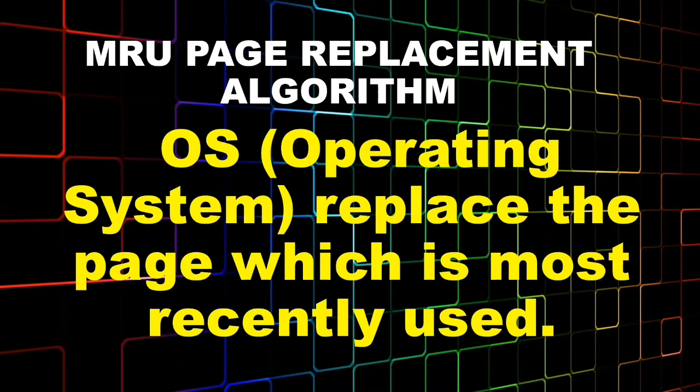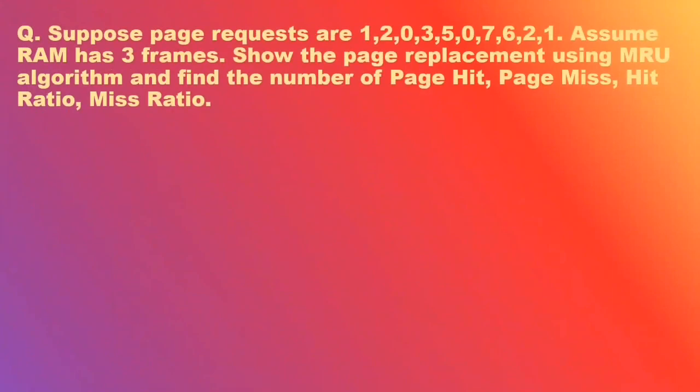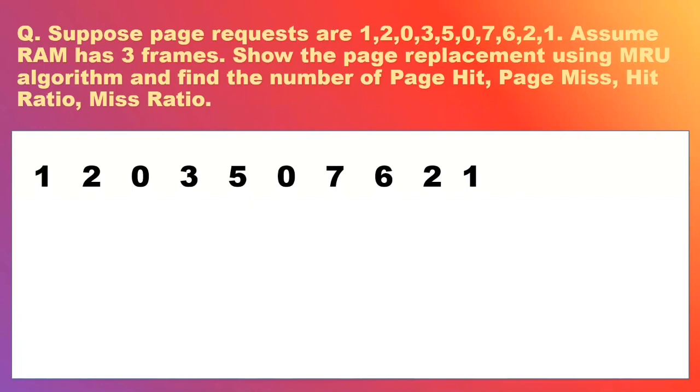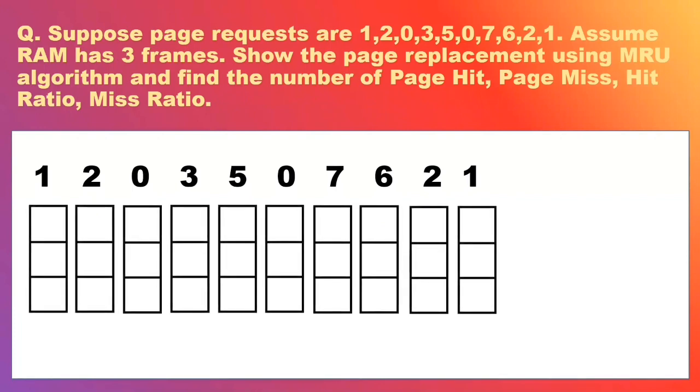Okay, so let's take an example. I think it will clear your conception about MRU page replacement. Suppose page requests are 1 2 0 3 5 0 7 6 2 1. Assume RAM has 3 frames. Show the page replacement using the MRU algorithm and find the number of page hits, page misses, hit ratio and miss ratio. So these are our page requests according to the question. RAM has 3 frames. Here green denotes page hit and red denotes page fault.